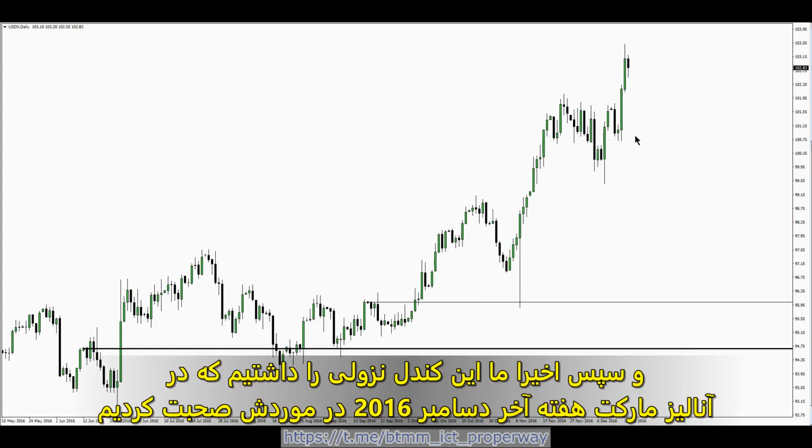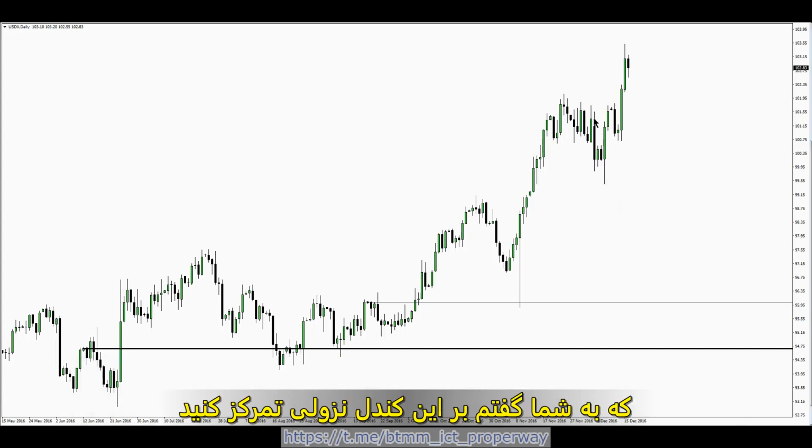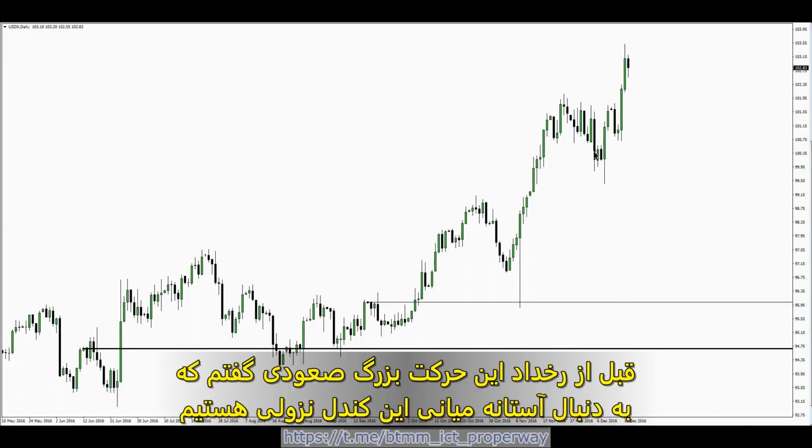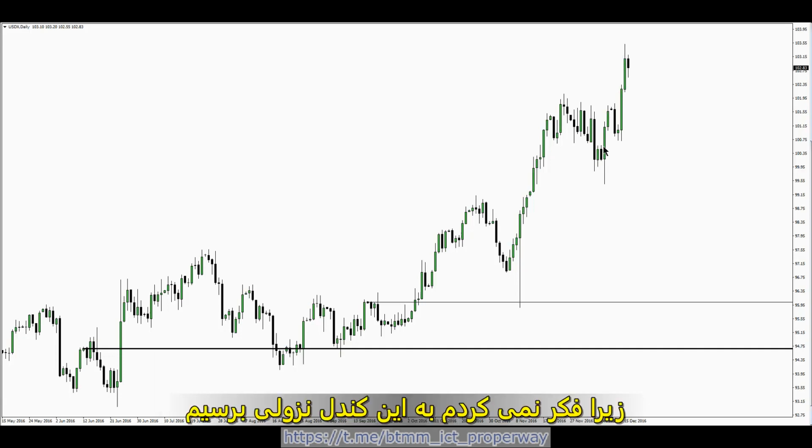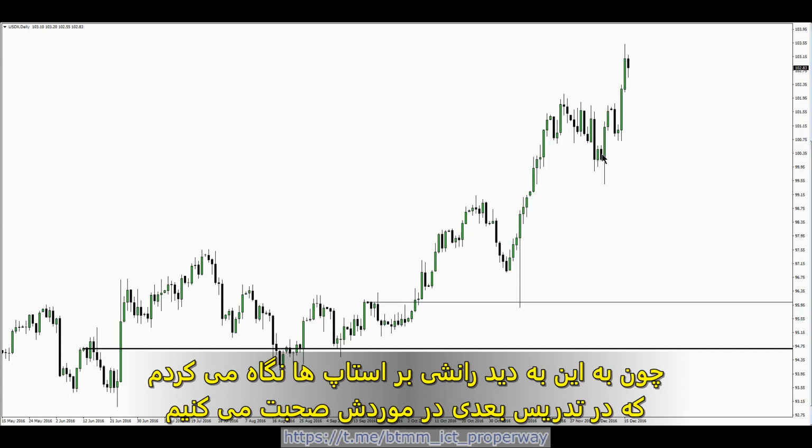And then recently, we had this down candle we talked about prior to this week's trading, the week ending December 16th, 2016. In a pre-market analysis, I told you to focus on this down candle prior to this big move up. I said that we would look for the mean threshold of this down candle. Why? Because I didn't think we were going to get down to this down candle. It wasn't necessary because I viewed this as a run on stops, which we'll talk about in the next teaching.